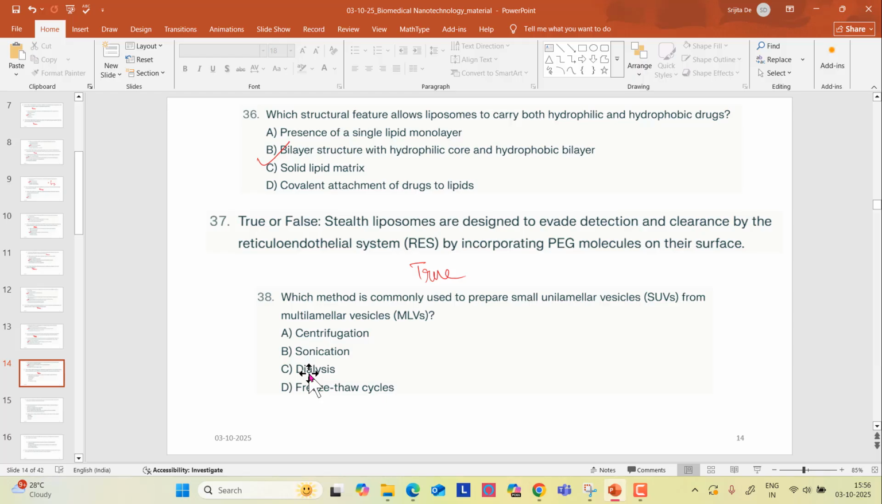The answer is sonication. Sonication helps to disperse in smaller particles. That is why large MLVs form smaller unilamellar vesicles in sonication.